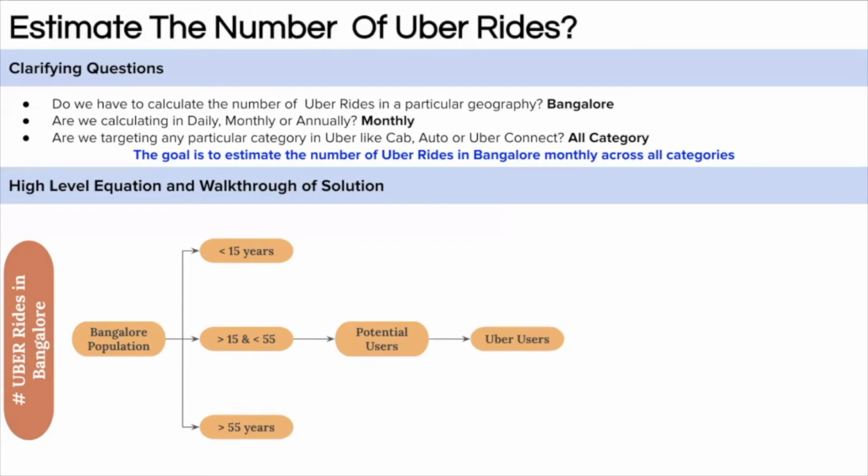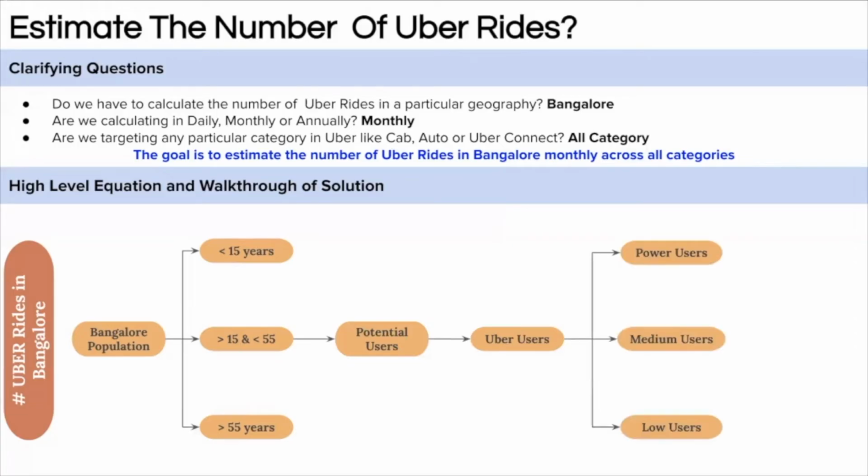From there, we will try to estimate the Uber users, assuming some market share of Uber, because in India, there are various players in ride-hailing services. From these Uber users, we will try to bifurcate them into power users, medium users, or low usage users. Then from there, we will be calculating the total number of rides. I hope you are clear with this approach.